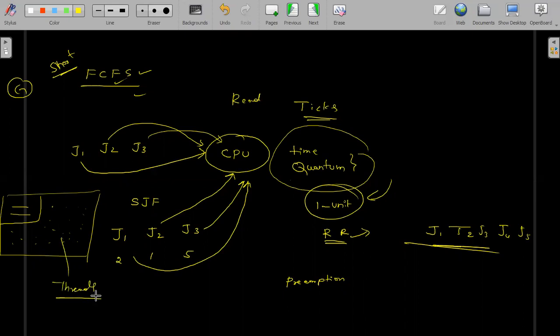Threads are also called lightweight processes. Lightweight process, nothing but what? One job is nothing but one program, or process. One job is nothing but one program or process. Okay, it's a process. Fine, everybody okay with this?